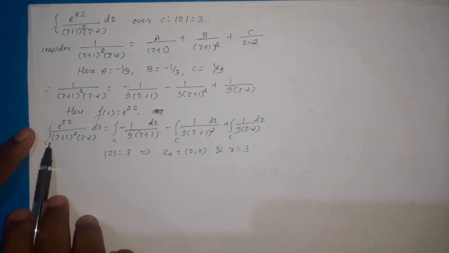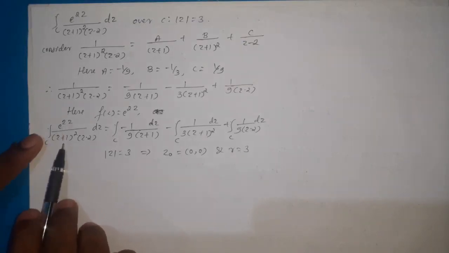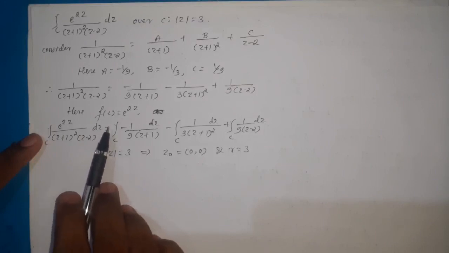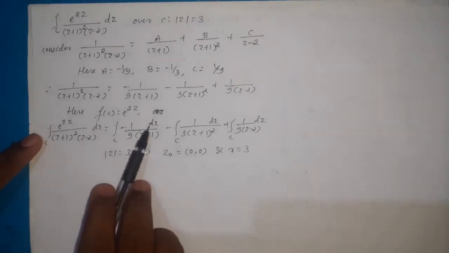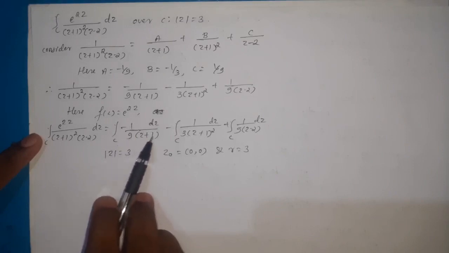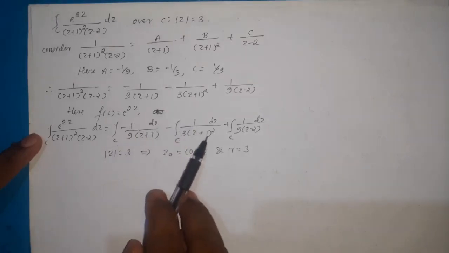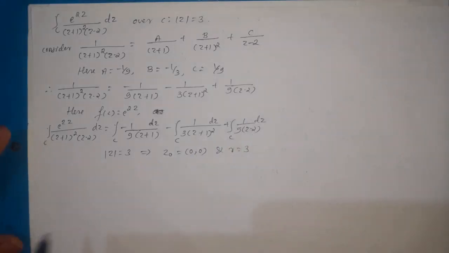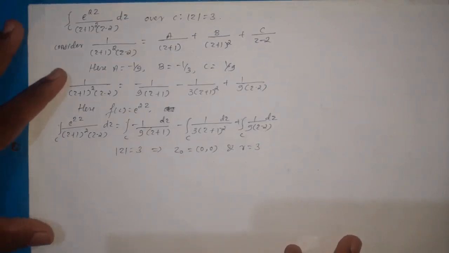So here the integral over C of e power 2z divided by (z plus 1) whole square into (z minus 2) dz can be written as the integral over C of the first function, that is 1 by 9 into (z plus 1), minus 1 by 3 into (z plus 1) whole square, plus 1 by 9 into (z minus 2). So let us evaluate all the three integrals separately.